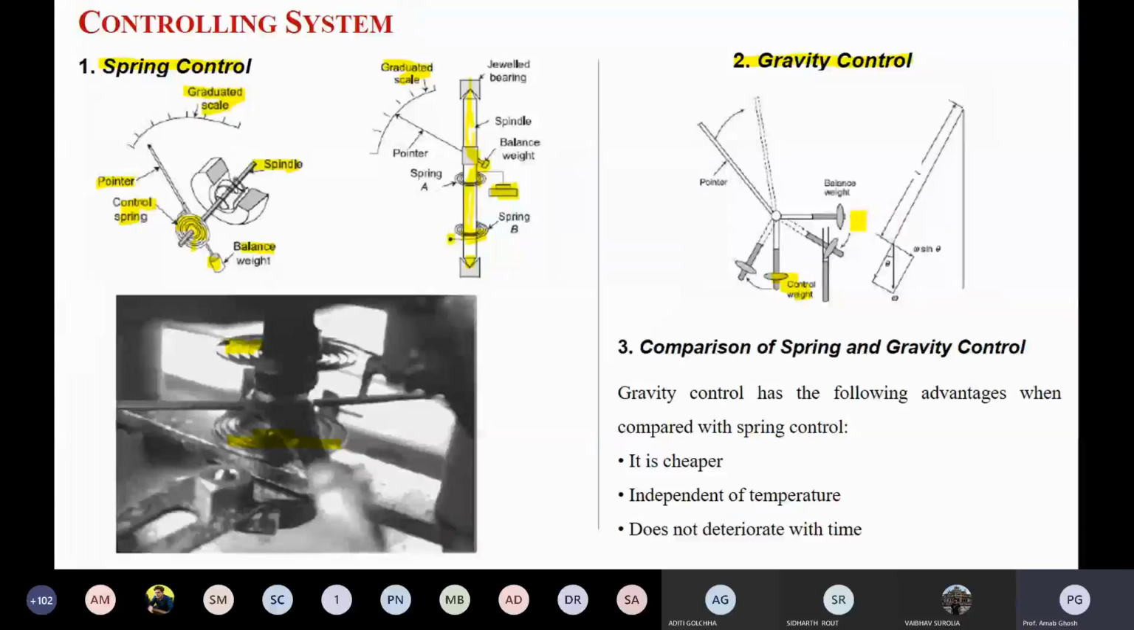Okay, so if it is affected by the gravitational force, inherently the gravitational force is used in these operations for minimizing the pointer oscillation. That's why it is called the gravity based control. Okay, some diagram will also be there.